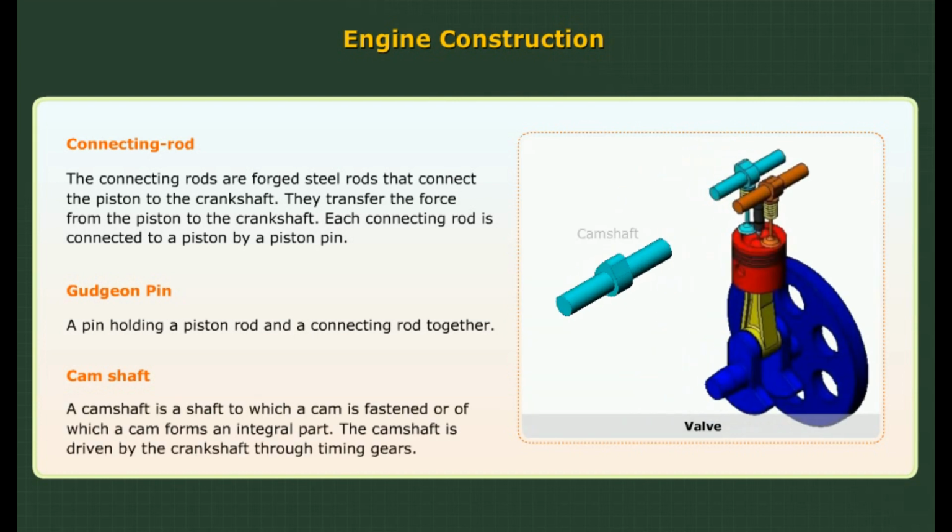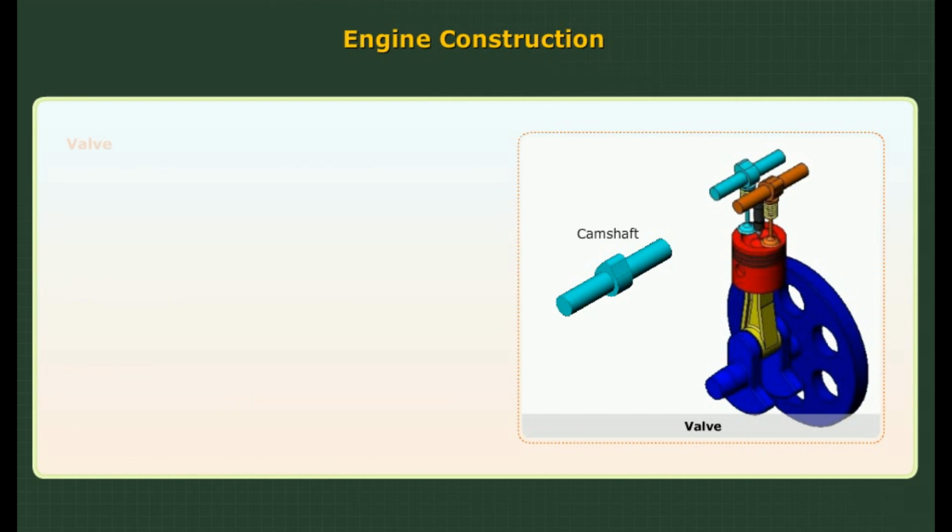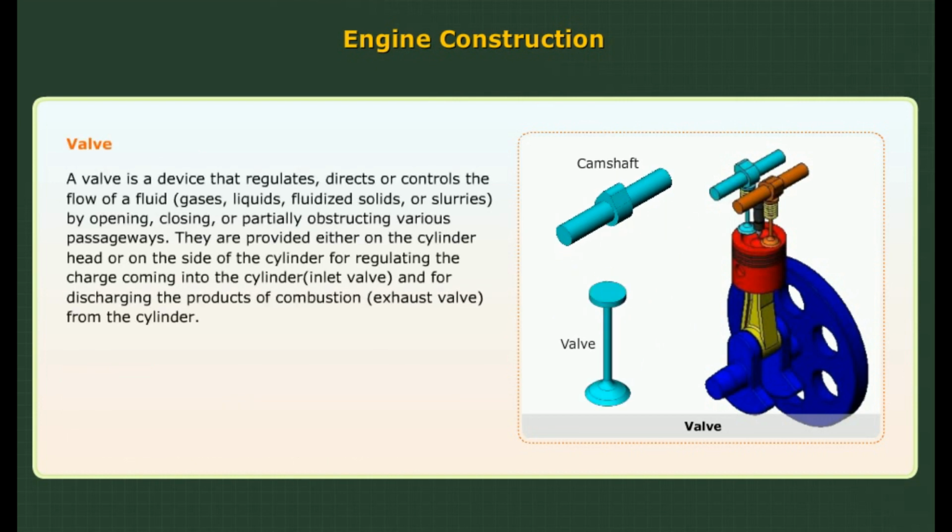Camshaft. A camshaft is a shaft to which a cam is fastened, or of which a cam forms an integral part. The camshaft is driven by the crankshaft through timing gears. Valve. A valve is a device that regulates, directs, or controls the flow of a fluid, gases, liquids, fluidized solids, or slurries by opening, closing, or partially obstructing various passageways.